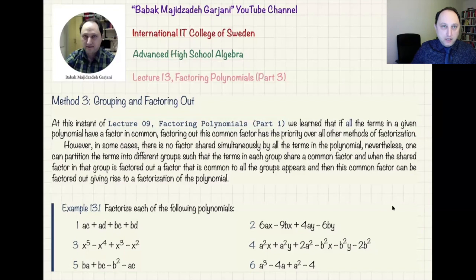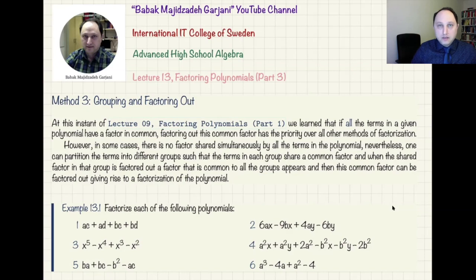Okay. Now, if you remember, I have already talked about two different methods for factorizing a given polynomial. One method was factoring out, if possible, a common term which is common to all the terms in the polynomial. Yes, of course, this is not always the case that all the terms in the polynomial share a common factor, but if possible, I can take a common factor out from all the terms in the polynomial. And I already told you that this method will have the priority over all other coming methods.